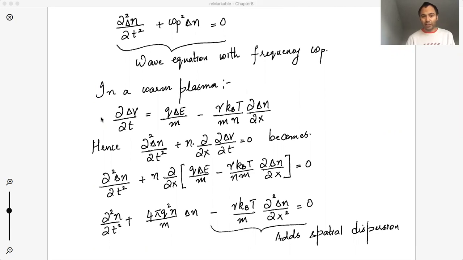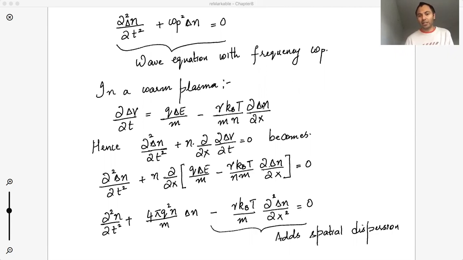So if I multiply the entire equation with the density, actually m times n is the mass density, right? So let's multiply the entire equation with the mass density, and then you'll recognize what this term is. So let's get rid of mn here by multiplying the entire equation with mass density.